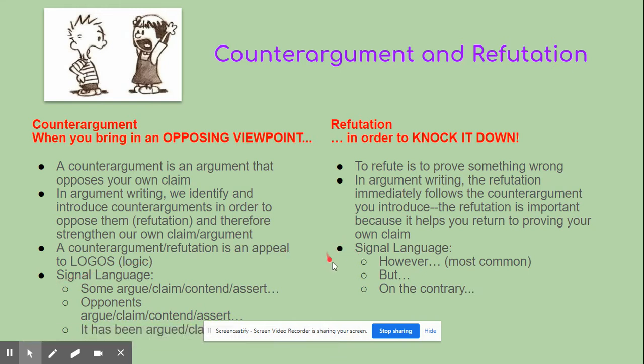And then once you decide you're going to refute it, once you're ready to refute the counterargument, you also use signal language to turn back to your own claim. The most common signal language for refutation is however. It's a clear signal in one word that you're about to tell me something that is the opposite, right? It's an oppositional transition word.